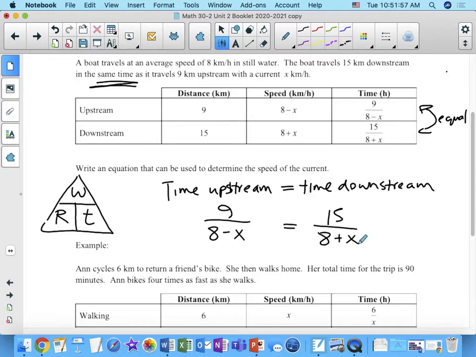Not greater than 8, less than 8, yes. Because if it's greater than 8, then it would actually go backwards when it's going upstream, right? Because the current speed would be faster than the speed of the boat. So also, we've got this restriction that x has to be between 0 and 8.